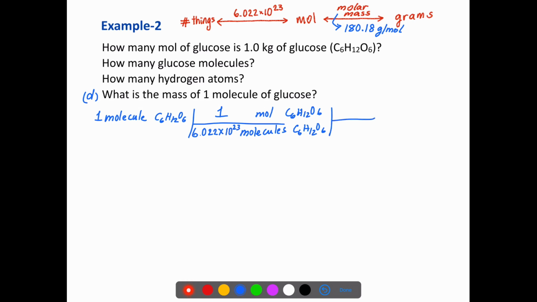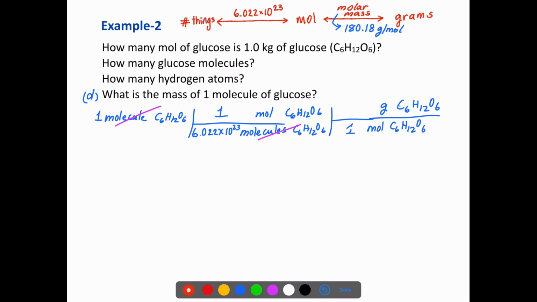All right, you cancel out molecules. And now think about where I need to go. I need to have moles of C6H12O6 on the bottom because I want to cancel these. And you can go to grams from there, grams of C6H12O6. And the relationship is through molar mass. 1 mole weighs that much.